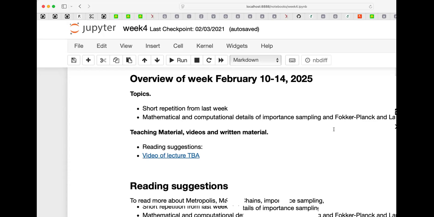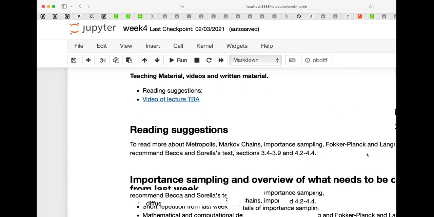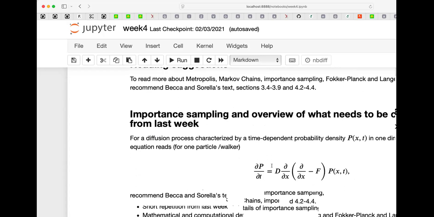This is a long series of mathematical approximations which are made. And then together with the Fokker-Planck equation, there is something which is called the Langevin equation. So we will be a little bit sloppy with some of the derivations, but I wanted to give you the overarching view of where these equations come from and why we can use them. The textbook by Becca and Sorella gives you an introduction to some of these topics, but I wanted now to remind you of what we need to code.